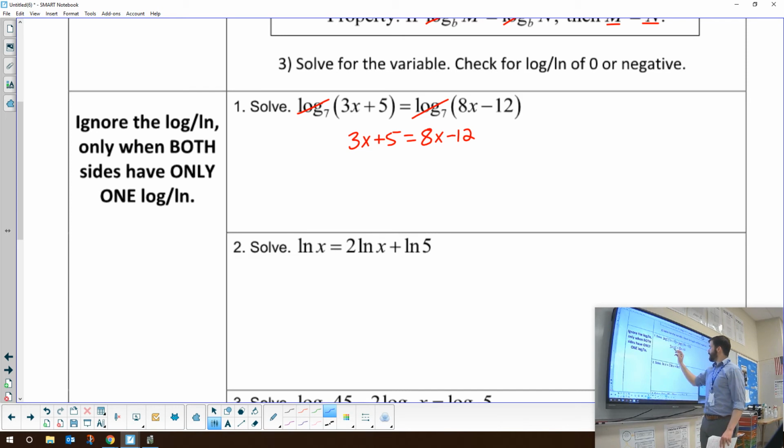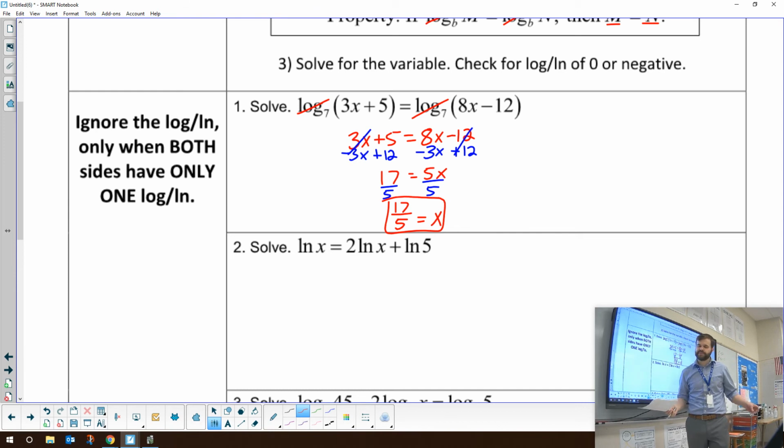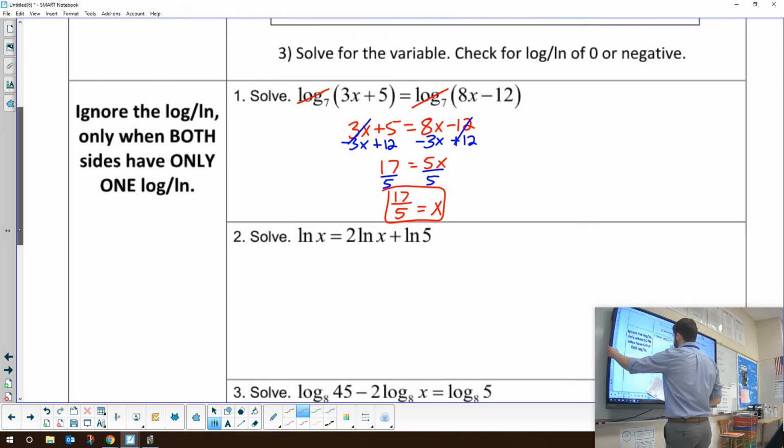I can just subtract 3x from both sides, add 12 to both sides. These cancel, and we just get 17 equals 5x. All I need to do is divide both sides by 5, and we get x equals 17 over 5. Don't let those fractions scare you. Sometimes you just get fractions as your answer. So, long story short, if you have one log on one side, one on the other, we can cancel those out, we can ignore them.